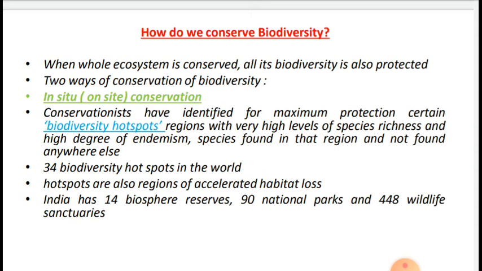If we talk about our country, in India, ecologically unique and biodiversity rich regions are legally protected as biosphere reserves. Some are national parks and some are sanctuaries. In India, there are now 14 biosphere reserves, 90 national parks and 448 wildlife sanctuaries.